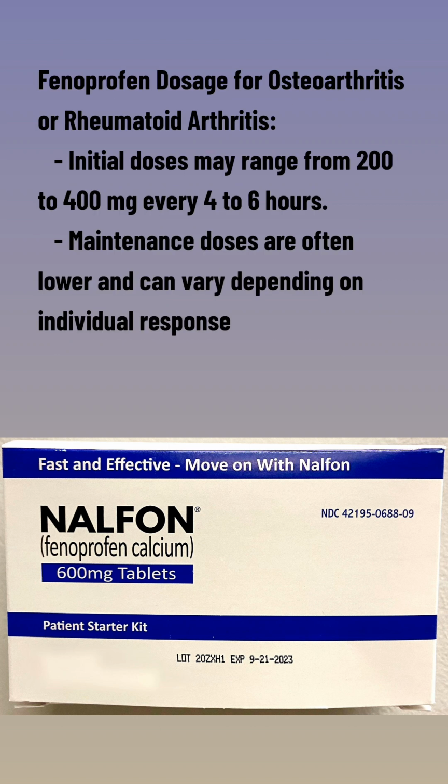Fenoprofen dosage for osteoarthritis or rheumatoid arthritis. Initial doses may range from 200 to 400 milligrams every 4 to 6 hours. Maintenance doses are often lower and can vary depending on individual response.